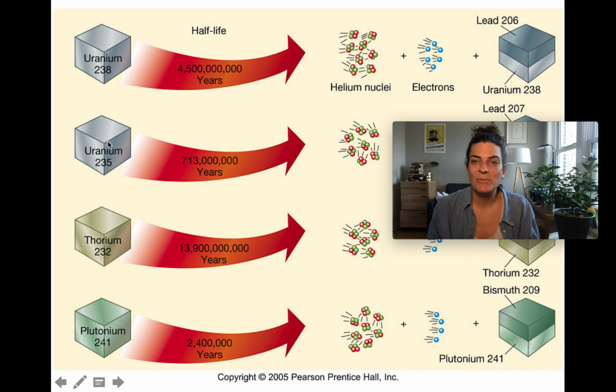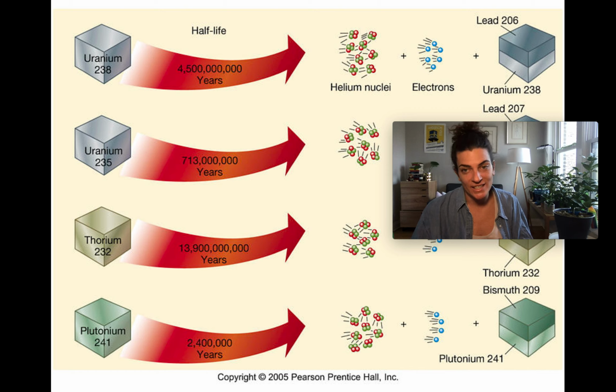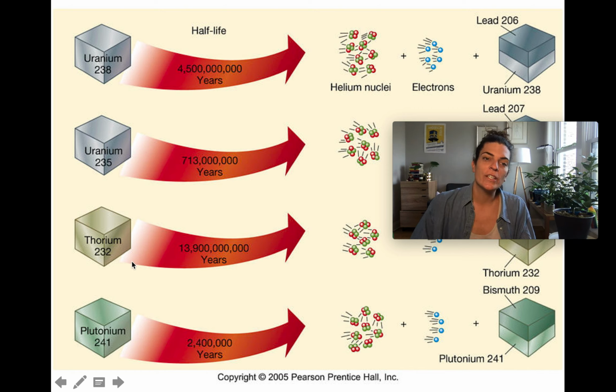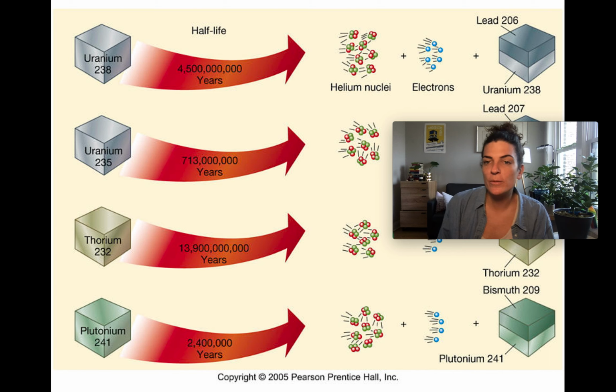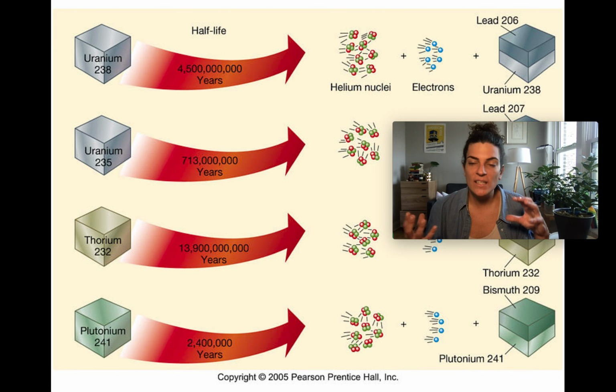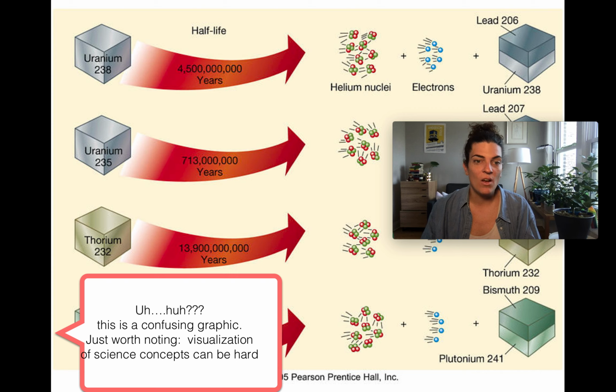Uranium-235, though, a different radioactive version of uranium, has a much shorter half-life of just 713 million years. Thorium-232, though, has a half-life of 13.9 billion years, which is three times as long as uranium-238. And then plutonium-241, oh sorry, has a very short half-life, somewhere at the shorter end of things, which is a 2.4 million year half-life. So we can use rocks with these different radioactive elements in them, looking at the ratio of radioactive to stable material, and determine just how old those rocks are.